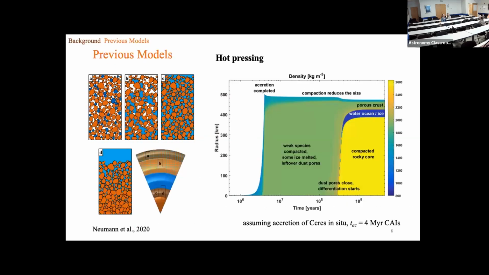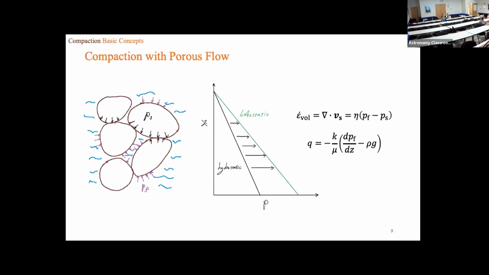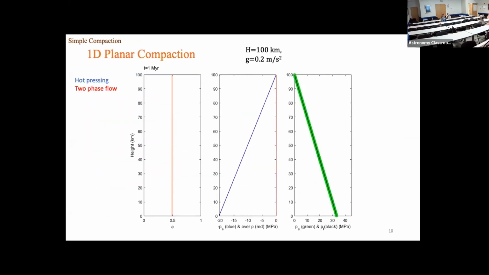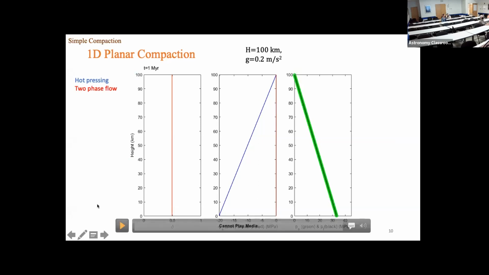Can't use this. Let's use this. And here is a very simple case: one-dimensional planar compaction. This region is 100 kilometers high, and the gravity is uniform at 0.2, like a typical gravity inside of the cells.